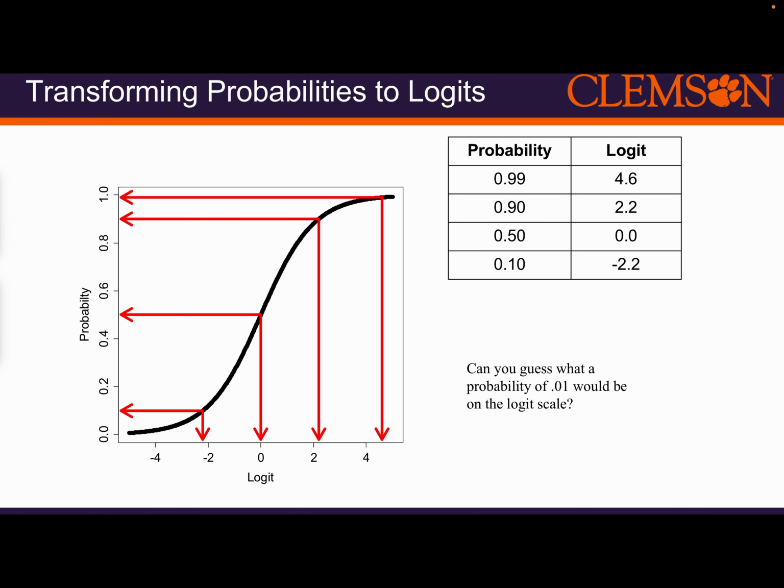So here, a logit of 0 gives the probability of 0.5. We just said the symmetry about it. A logit of 2.2 gives a probability of 0.9, so that means negative 2.2 should give a probability of 0.1, the complement. So the question is this: if a logit of 4.6 gives rise to a probability of 0.99, what would a probability of 0.01 be, the complement of that? Well, it should be negative 4.6 right there.